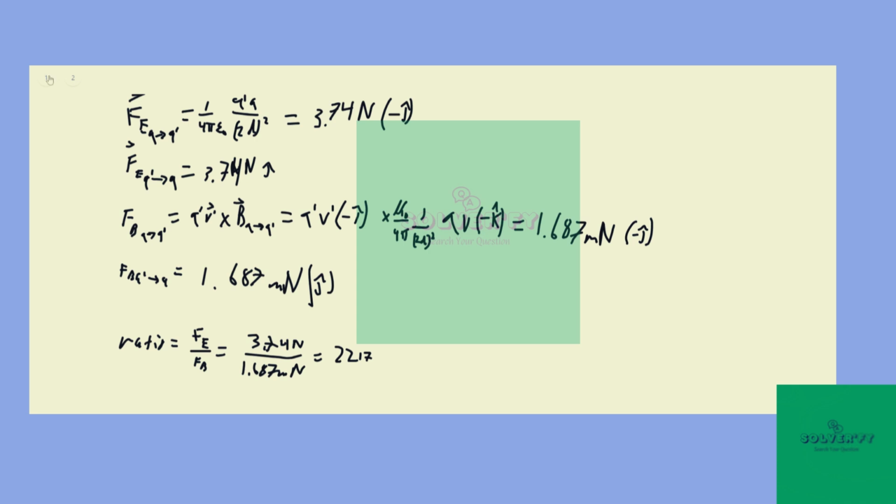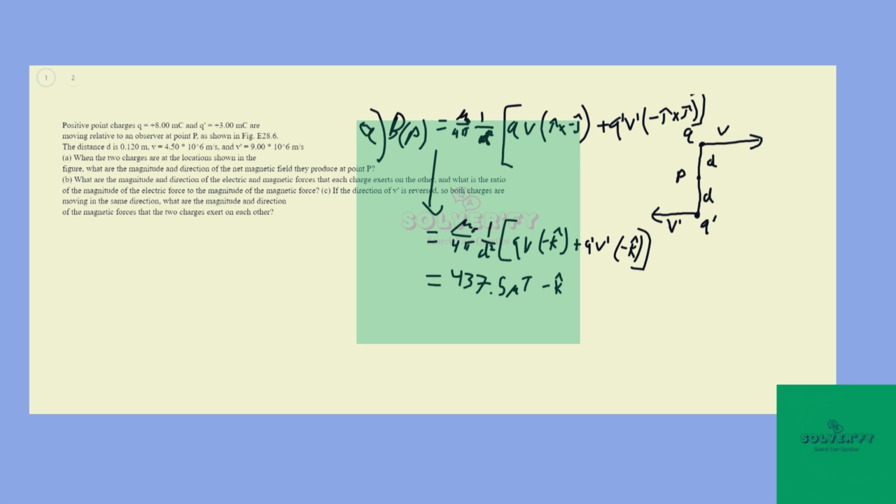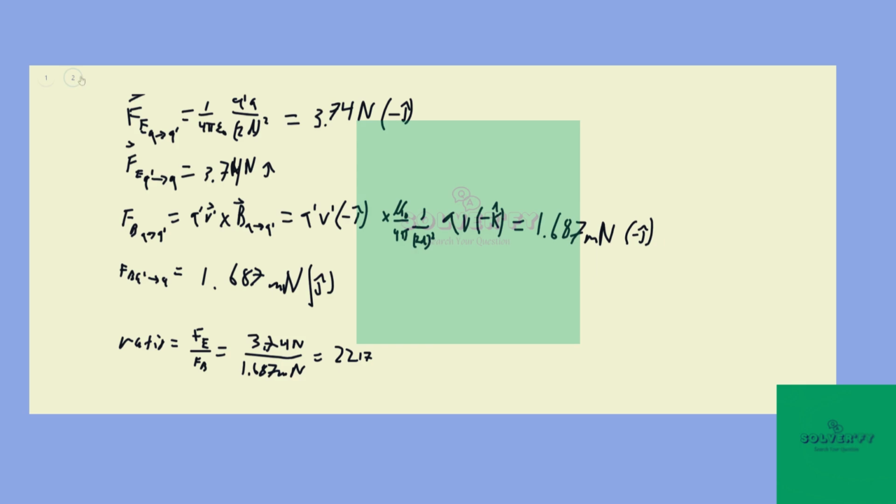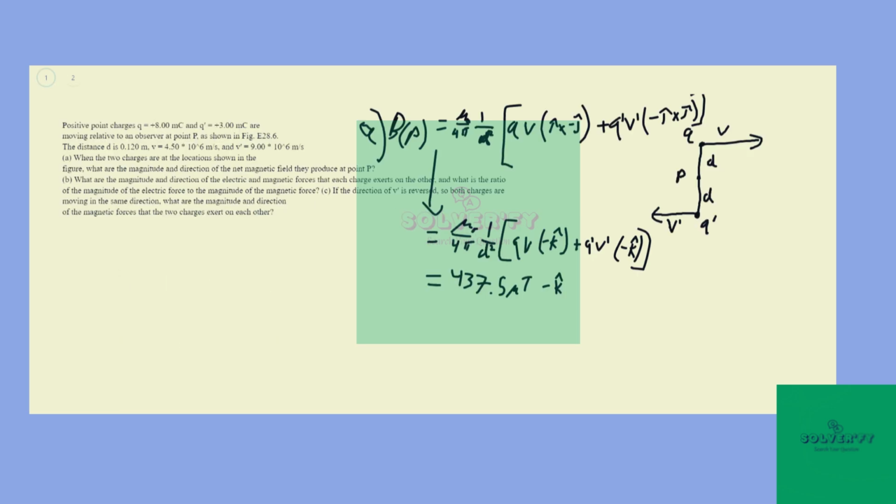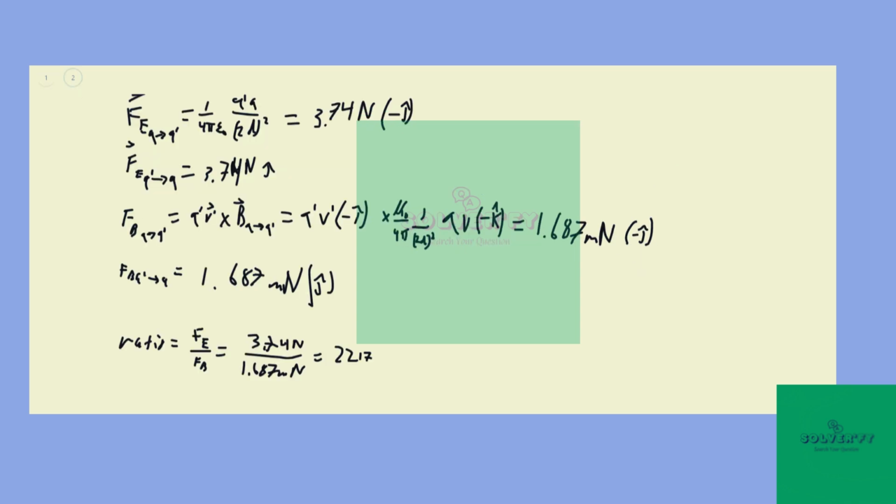Okay, so then what's the final question? If the direction of V prime is reversed, so both charges are moving in the same direction, what are the magnitude and direction of the net forces that the two charges exert on each other? Okay, since all that changes is the direction of the second charge, it's going to move to the right now. The magnitude at that instant that they're this far apart is not going to be different, for the electric force and the magnetic force. What's going to change is the direction.